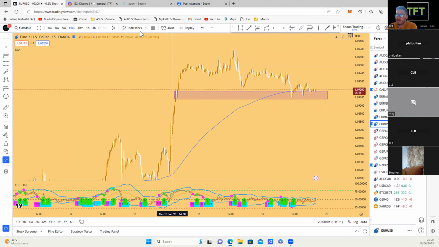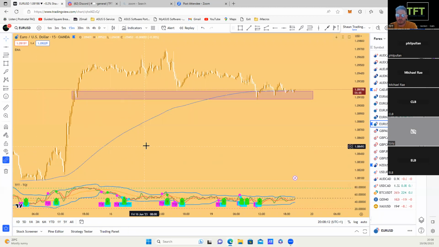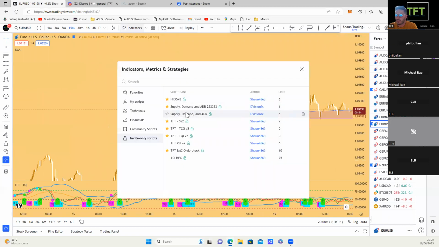So I've just got rid of that. Right, can you explain what you mean by the order block? Yeah. So order blocks are the last up candle before a down move or the last down candle before an up move. So what I'll do is I'll show you.